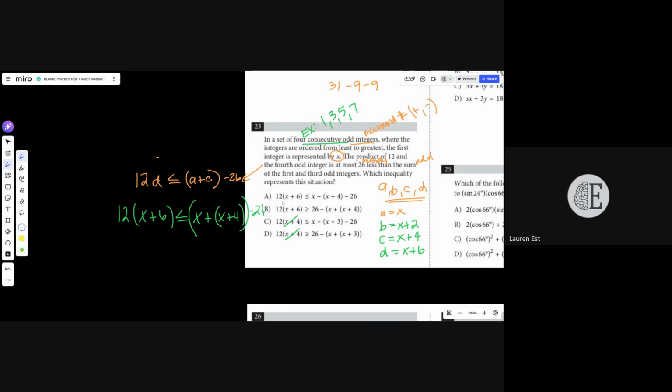And then is less than or equal to x plus 4 minus 20. This is a 6. It looks like a 1. Yeah, B sounds great. Or sorry, no. I was looking at B because of the 26. It's A. 12, x plus 6 is less than or equal to x plus 4 minus 26. I'm so good at this.